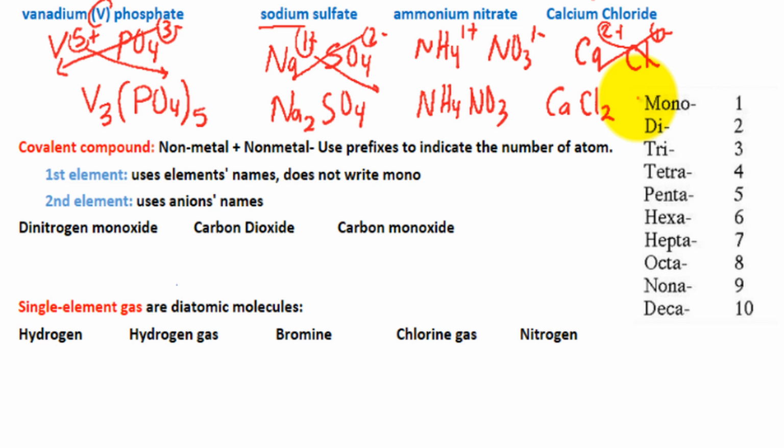Another type of substance that you will see is a covalent compound, which consists of nonmetals and nonmetals. In this case, the electrons are not transferred to another atom, so we have to use prefixes to indicate the number of atoms. This is a lot easier because the name tells you exactly how many atoms of a particular element there are. Here's the naming structure. The first element uses the element name on the periodic table, but it does not write the prefix mono when you have 1. However, the second element uses the anion's name.